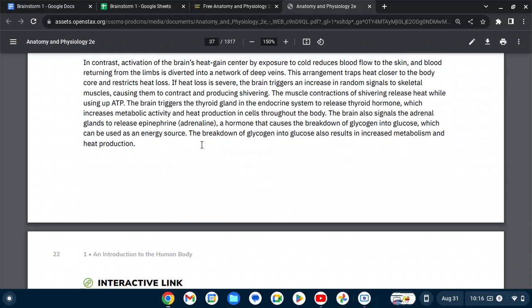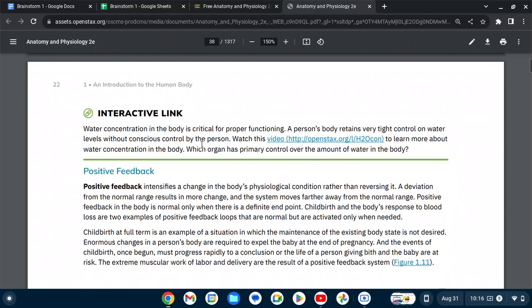The brain also signals the adrenal glands to release epinephrine, a hormone that causes the breakdown of glycogen into glucose, which can be used as an energy source. The breakdown of glycogen into glucose also results in increased metabolism and heat production. So that's why I feel warmer.